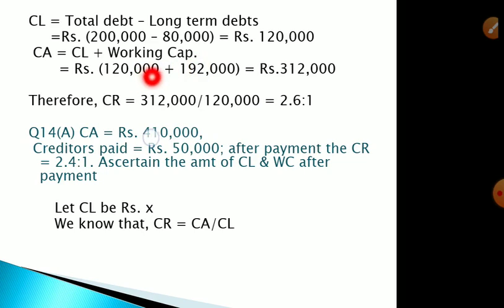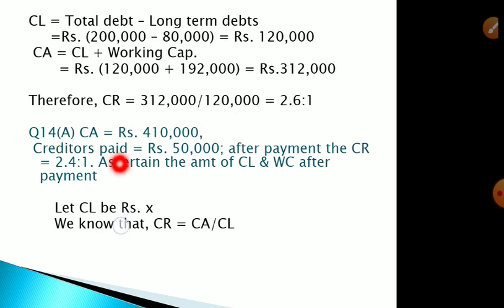And formula for current assets, as I have mentioned earlier, working capital is equal to current assets minus current liability. We know the amount of working capital, we know the amount of current liability. Just we need to find the amount of current assets, that is equal to current liability plus working capital. Amount of current liability is 1,20,000, that is from here we have got, and working capital was given in the question as 1,92,000. So this will give us a total of 3,12,000. So putting it into the formula, current ratio is equal to current assets divided by current liability. 3,12,000 divided by 1,20,000, that is 2.6:1.